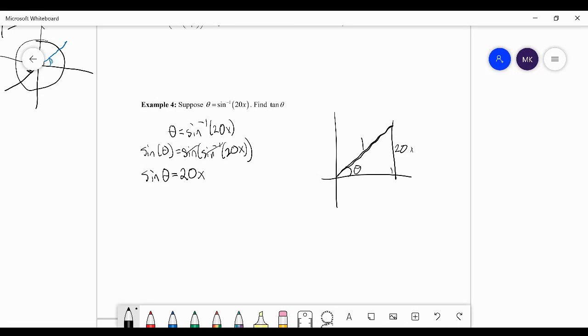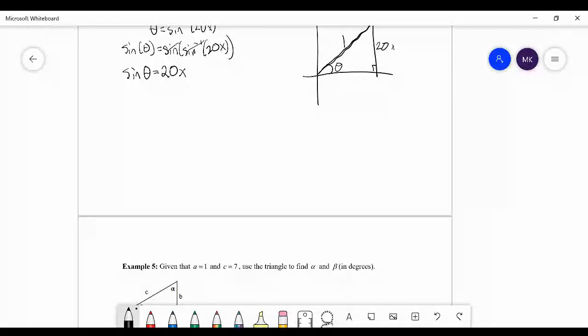So how can I find out this other side? Well, we can find it out very simply by using the Pythagorean theorem. So what that gives me is that, let's call this side a. We get that a squared plus (20x) squared equals 1 squared. So what we end up with is that a is equal to the square root of 1 minus 400x squared. Okay, so perfect. We know what a equals. So that equals the square root of 1 minus 400x squared.